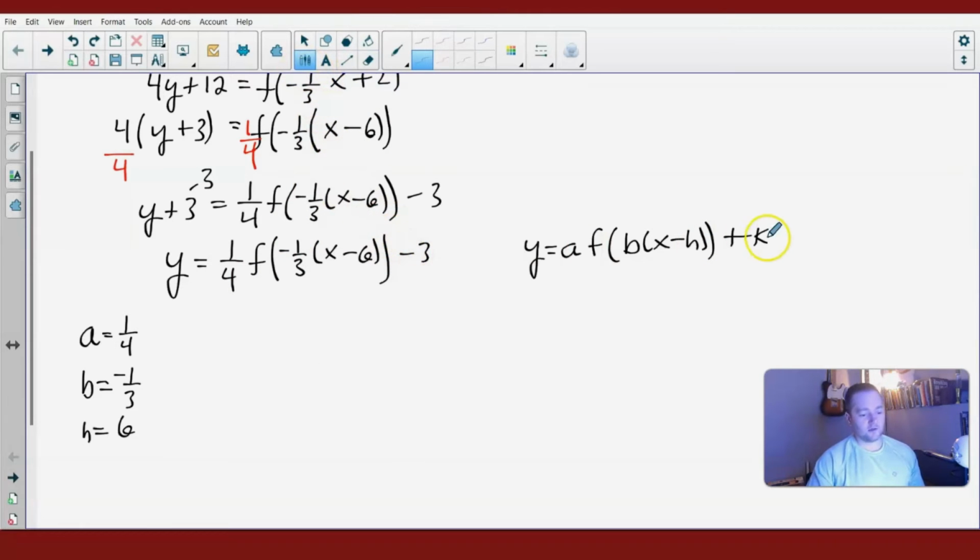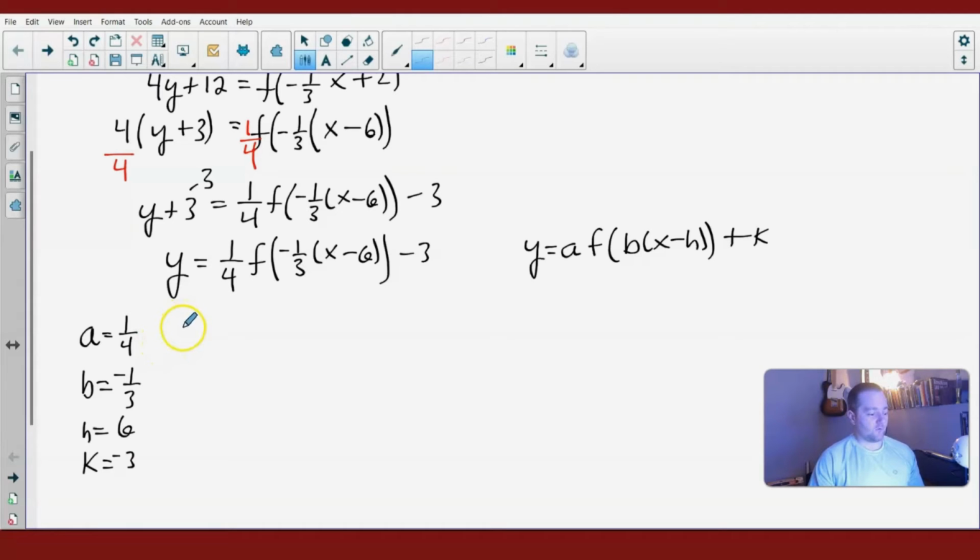And k, so it's plus k, this is minus 3. So when it's a plus here, we really don't have to think about changing the signs. All it is, is k is negative 3. And there it is. So we've got our 4 things that really help us describe the transformations.